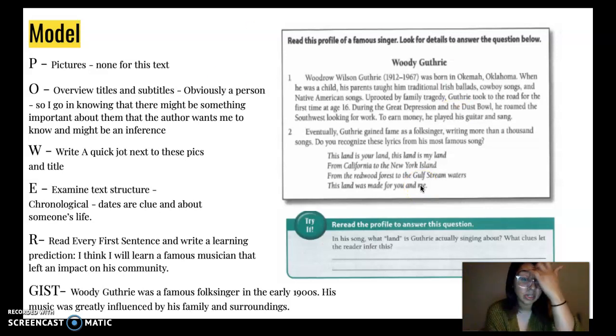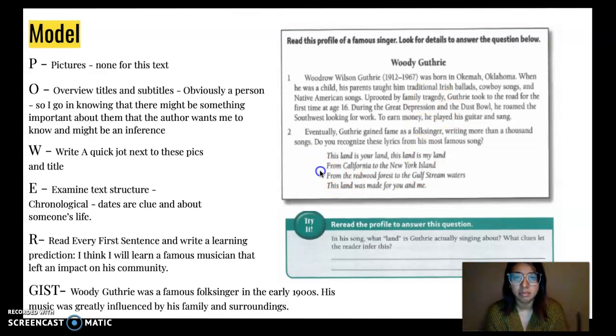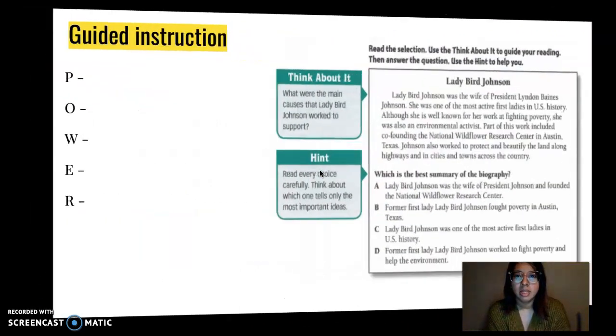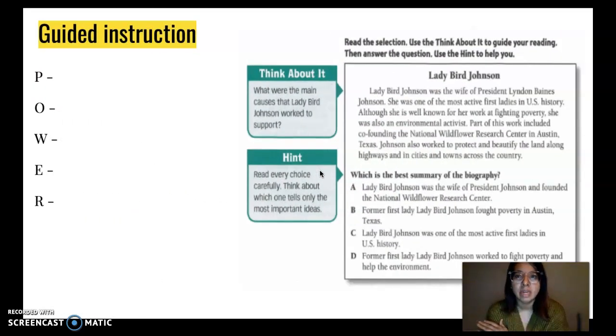And then if you look here where it says try it, in his songs, what land is Guthrie actually singing about? What clues lead the reader to infer this? California to New York Islands, those are obviously states in the United States. So that's the land that I know he's talking about, the USA. So think about all those steps I took.